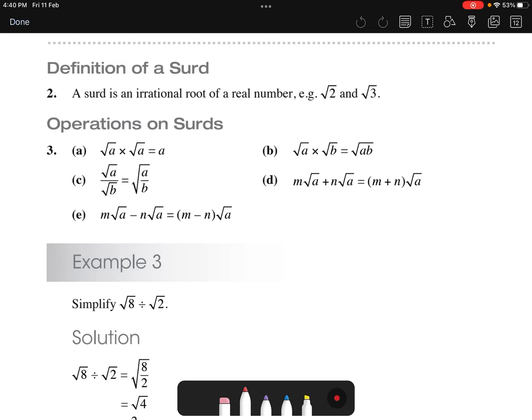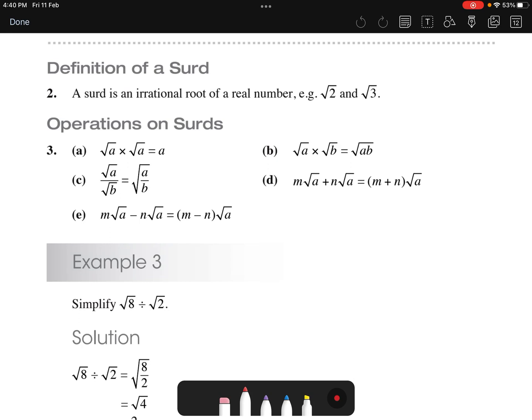Alright, so let's do a very quick recap on our operation of surd. Okay, so what is a surd? A surd is just something with a square root. And normally a surd is an irrational root of a real number. For example, square root 2 or square root 3. Okay, so we need to know how to deal with our surd, right?